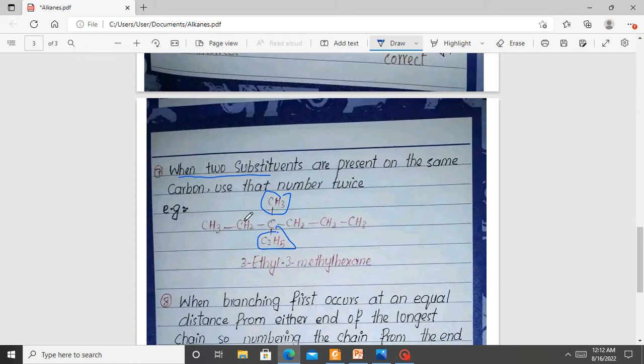This is carbon 1, 2, 3, 4, 5, 6. So these two substituents are on the same carbon or the same position. So we use that number twice in our naming. So it's very simple. It becomes 3-ethyl first because the E is before the M, 3-methyl again, before hexane. It's hexane because it is a 6 carbon atom in the parent chain.